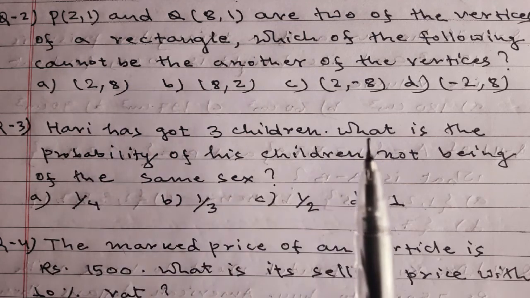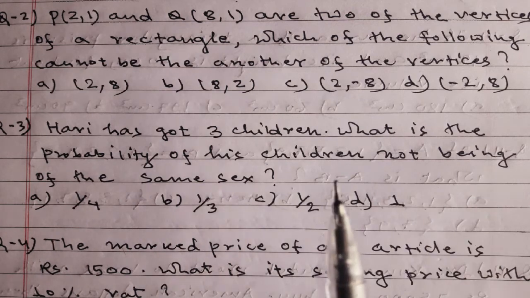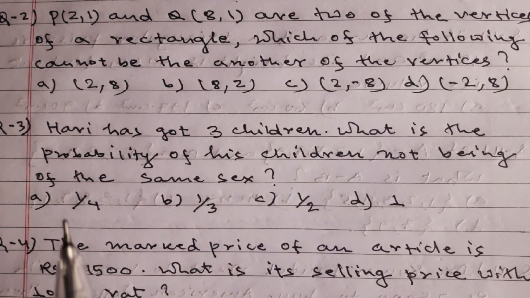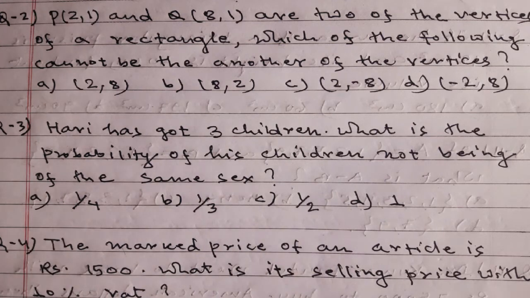Hari has got 3 children. What is the probability of his children not having the same sex? So we are given A, B, C, D, 4 options, and we have to choose the right option. So let's go to the solution of question number 3.